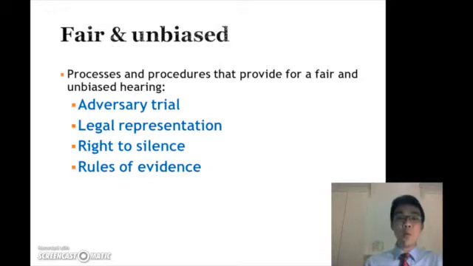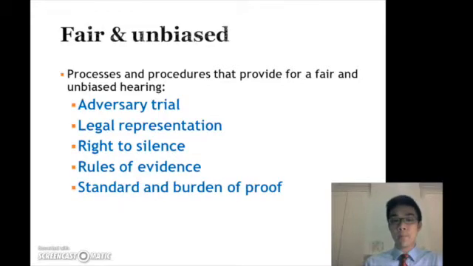And it might be things to do with hearsay, the admissibility of different types of evidence, how that evidence was collected, whether it was collected legally or not. And again, having those strict rules of evidence allow for a fair hearing to occur. There's also the standard and the burden of proof. And hopefully you can remember that in criminal law, we have a burden of proof that lies on the prosecution, and that the standard that they are held to is beyond a reasonable doubt. In a civil case, the plaintiff bears the burden of proof, and the standard is on the balance of probabilities.